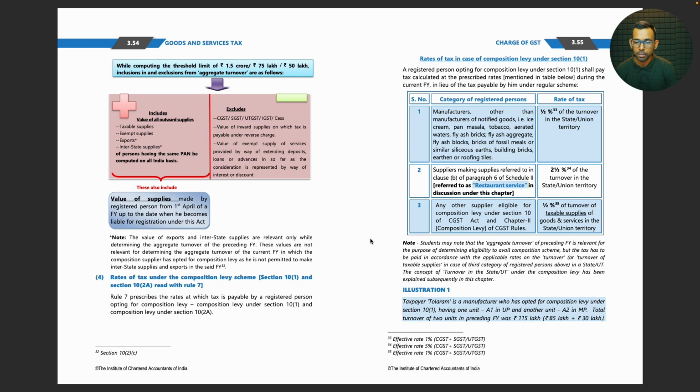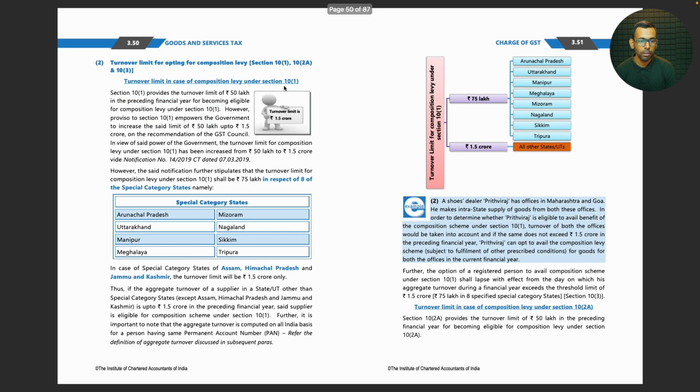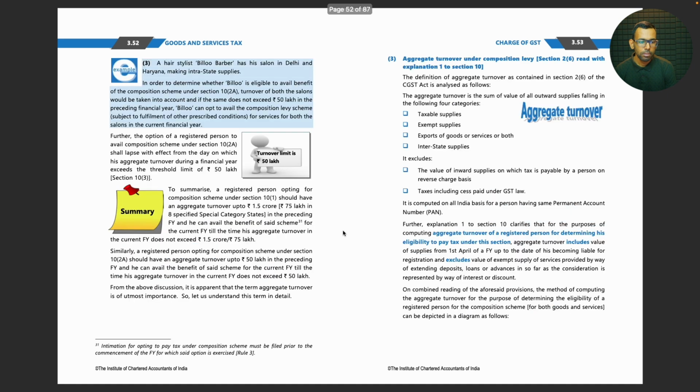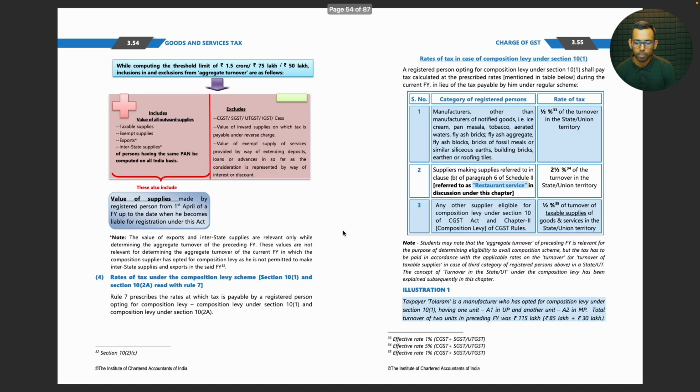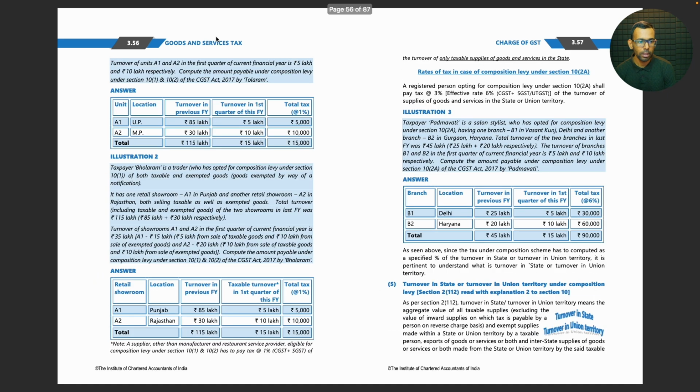So if you are a manufacturer, then 10 subsection 1 will apply. Basically, if you are not a service provider, this will apply, 10 subsection 1. So the limit is 1.5 crores. The limit has been extended, and he does not belong to any of the special states. So he is eligible for the composition scheme. Okay, that's the first thing.